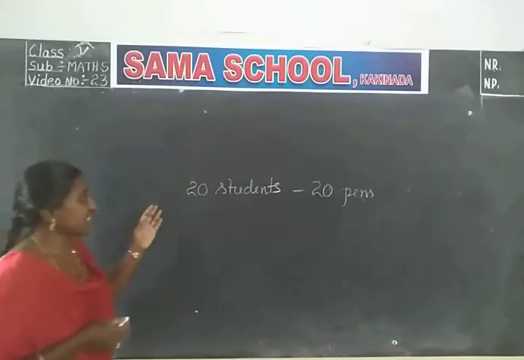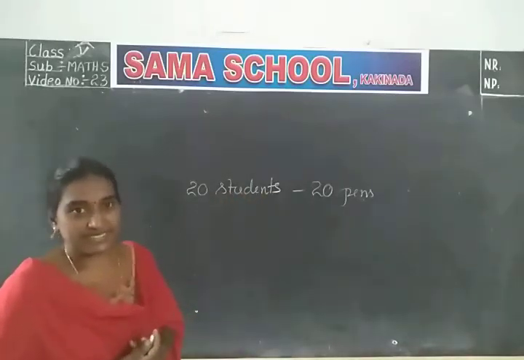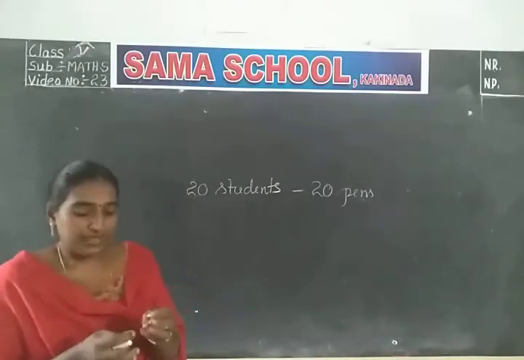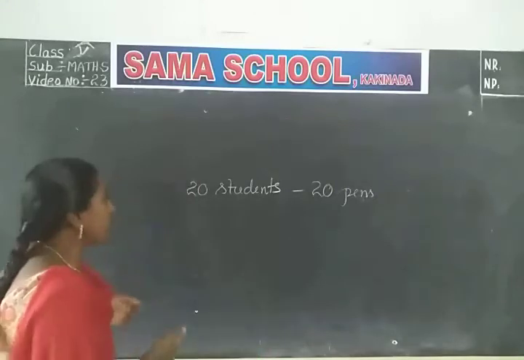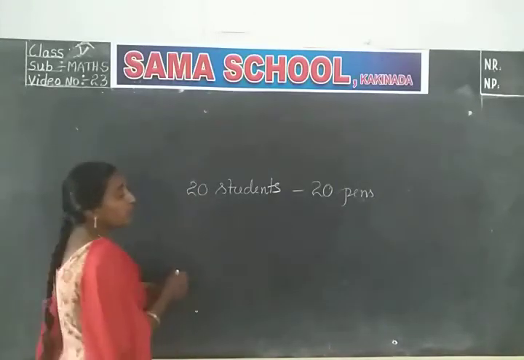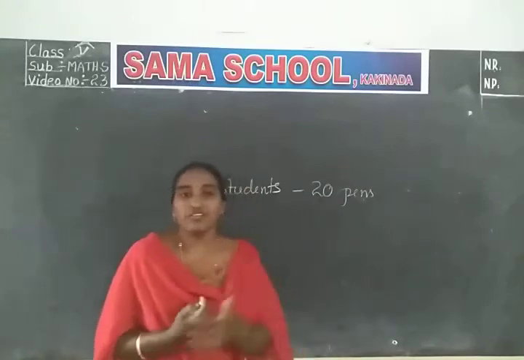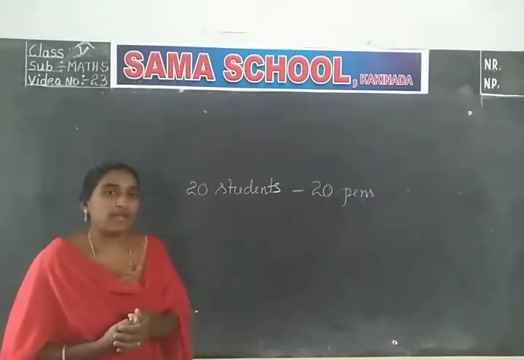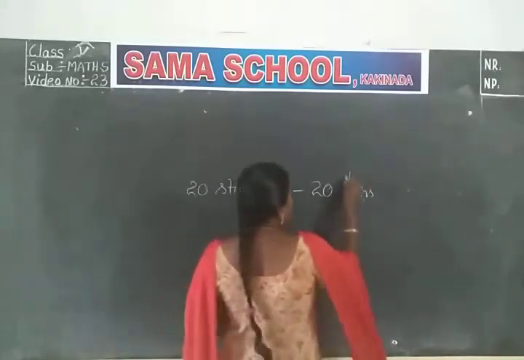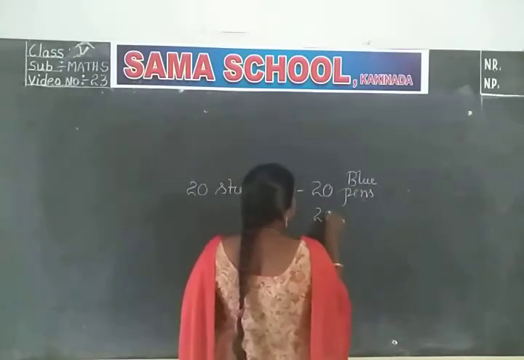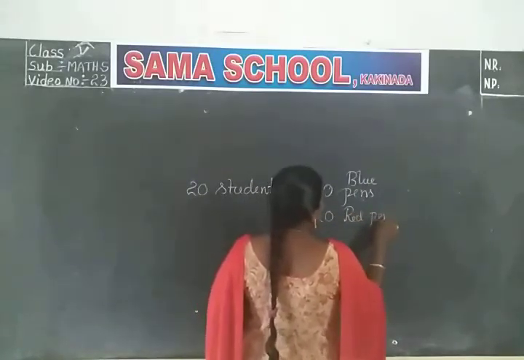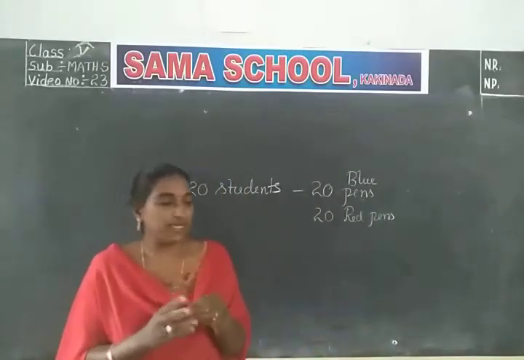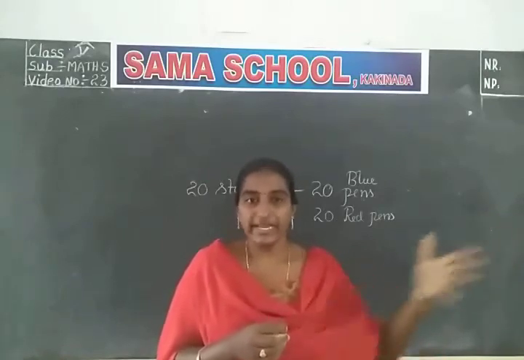See here, you are distributing the pens. Distributing means you are sharing your gift to your friends. For example, if you want to give two pens to all of your friends, one blue pen and one red pen, how many blue pens and how many red pens do you require? 20 blue pens you require and 20 red pens. See here, you hold a packet of 20 blue pens and you are giving one pen to each student.